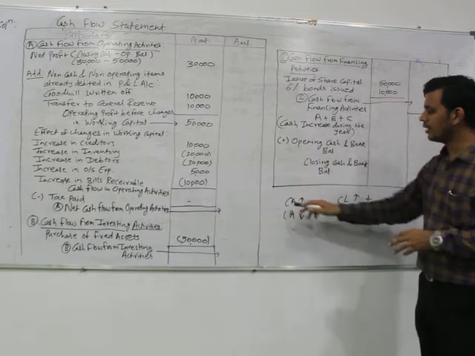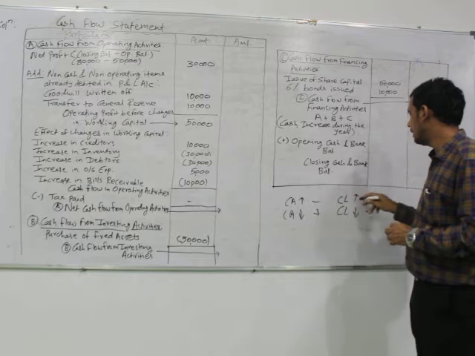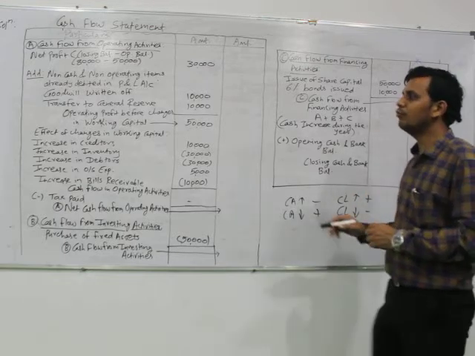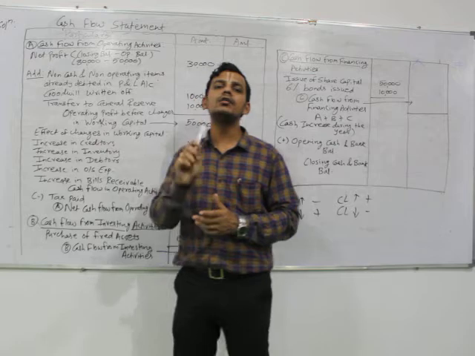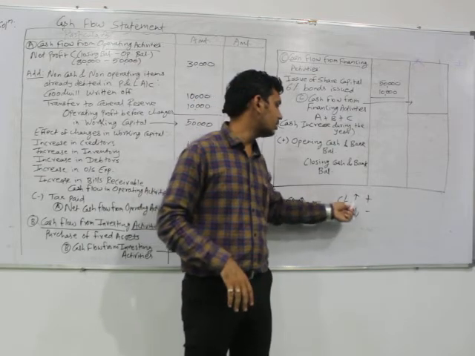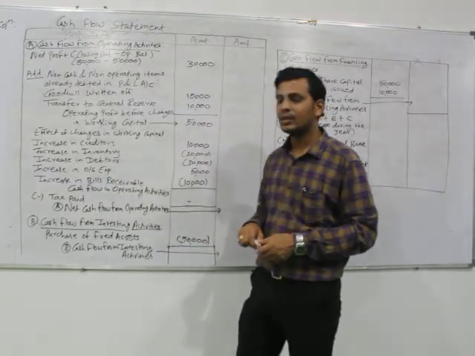The formula is quite simple. Current assets increase, we have to subtract. Current liability increase, we have to add. The same formula we are going to use. One by one we will see. Creditors has increased. Creditors belong to current liabilities. As creditors have increased, we have added rupees 10,000.